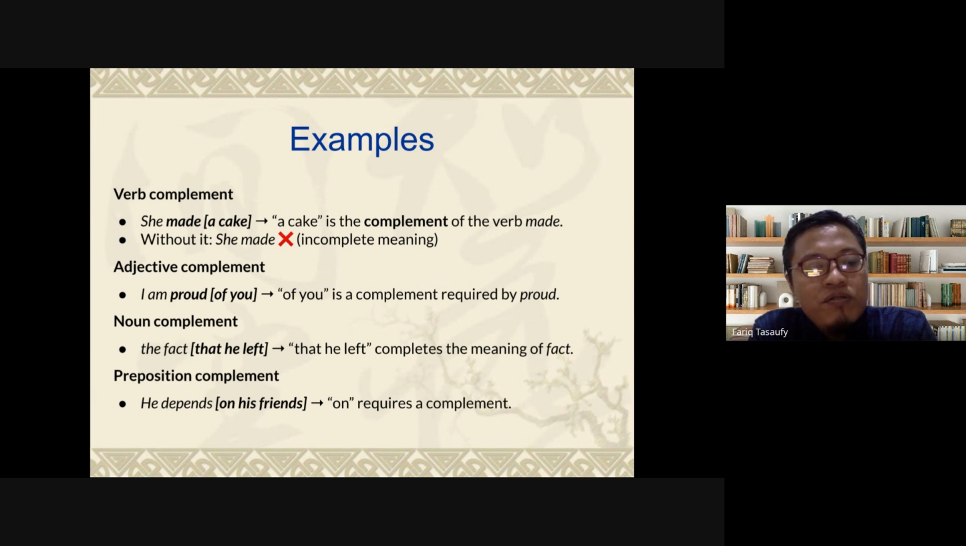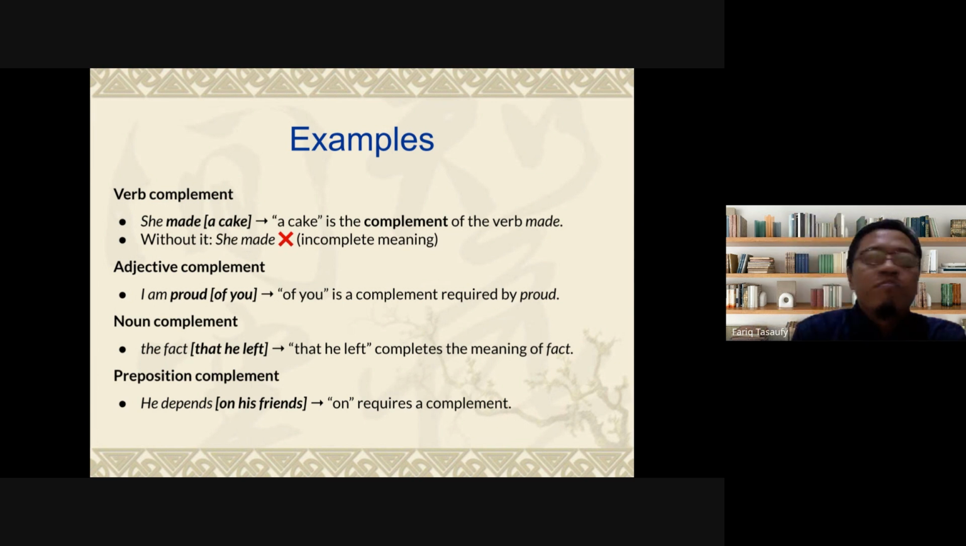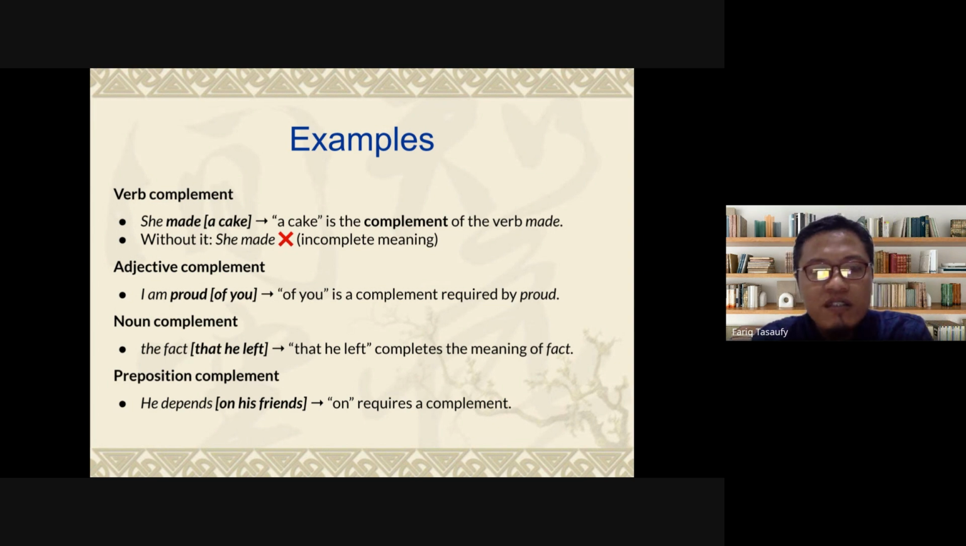I'm so proud of you. "Of you" here, we cannot delete it. I mean, it will be difficult to delete "of you" because it will change the meaning. Do you know what I mean? If we delete it, it is still meaningful, but it will change. "I'm proud" can mean proud of yourself. Proud of what? So we cannot do that. So "of you" is one of the examples. This kind of structure is the example of adjective complement.